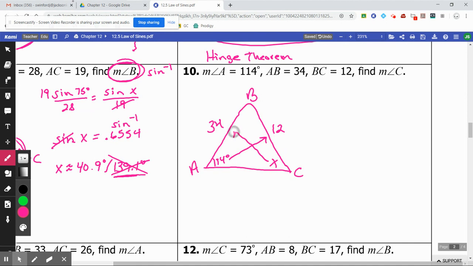X is across from 34. A bigger angle is always across from a bigger side. So that means that since 114 is across from 12, and this angle here is across from 34, that obviously angle X has to be a bigger angle. Well, how can you have an angle in a triangle bigger than 114? Because they only add up to 180.